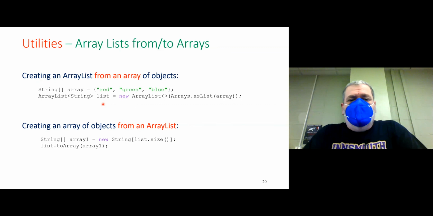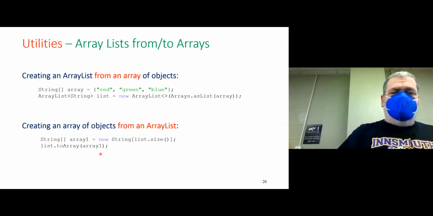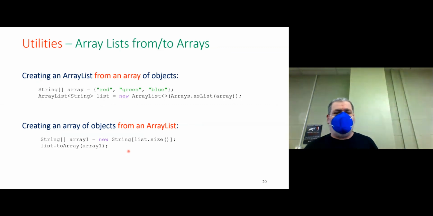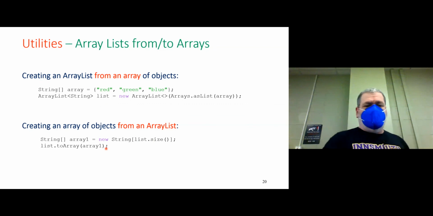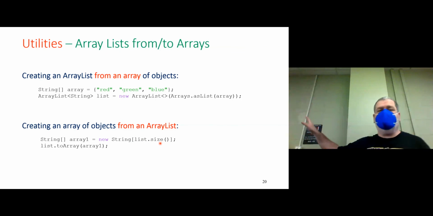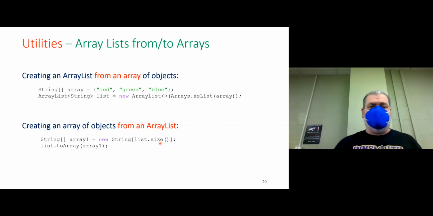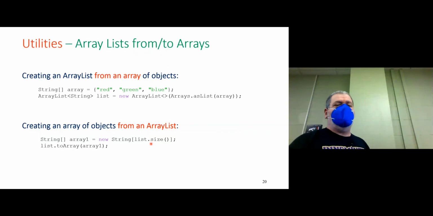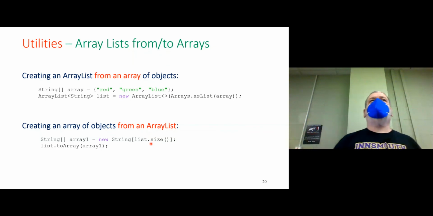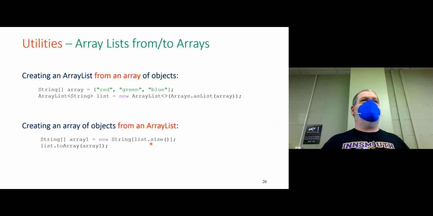And then how do we go from an array list to a regular Java array of objects? Well, that's easier, actually. So here we are. I have here array1, which is a regular Java array. I create it based on the size of my list. So I'm assuming that I have an array list named list, okay, the one, for example, that is declared right here. So I look at the size of my list, and I use that to create a regular Java array of that size. And then I say list.toArray.